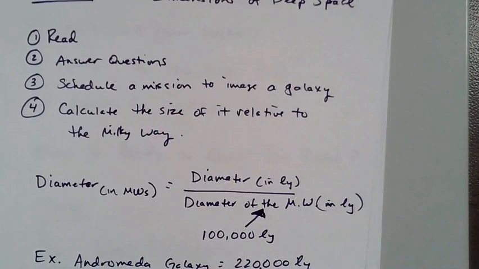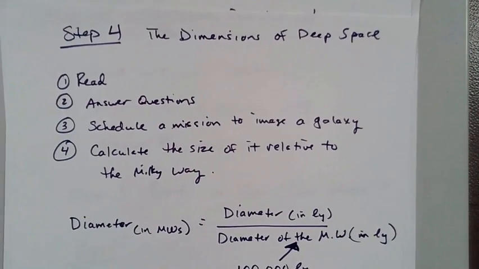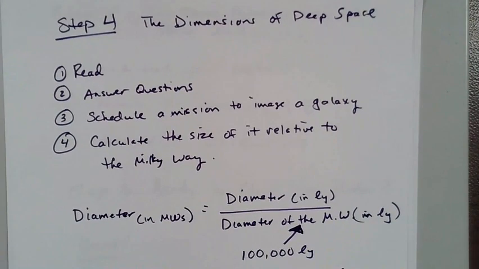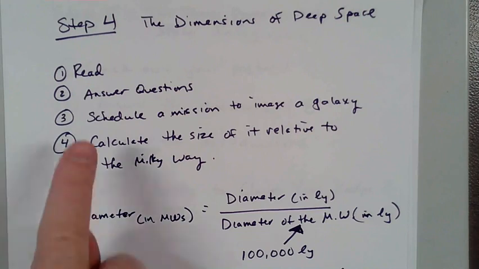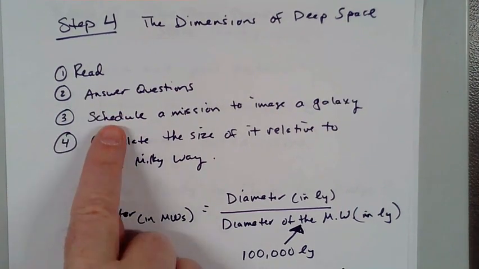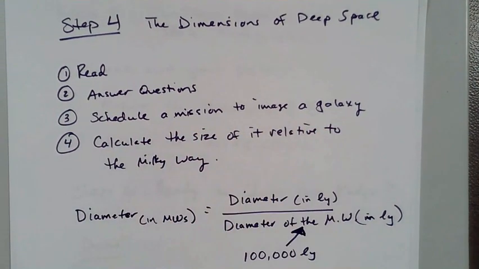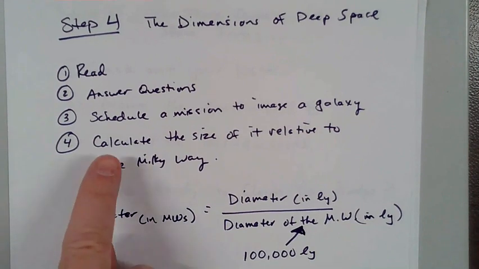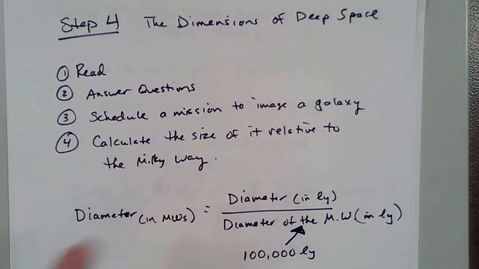The next step, step 4. Again, you'll be doing something similar. You'll be finding dimensions of larger objects. In this step, you'll be finding the size of galaxies compared to the Milky Way galaxy. So start off by reading and answering questions. You'll need to schedule a mission to image a galaxy, and then calculate the size of this galaxy relative to the Milky Way.